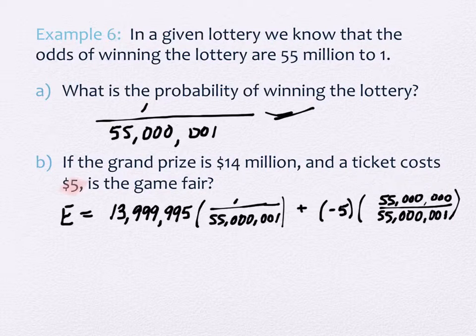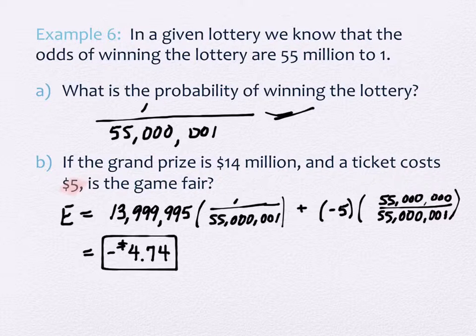Okay, what's your calculator give you for this? Well, isn't it all over the same number? It is. So you could actually just take the numerator, 13,999,995, plus the -5 times 55 million. That gives -4.74. Okay, so this is the expected value.